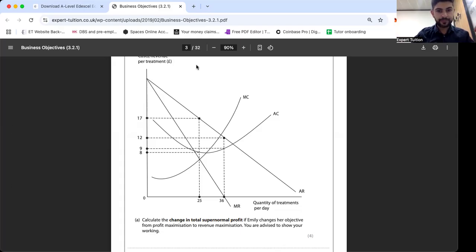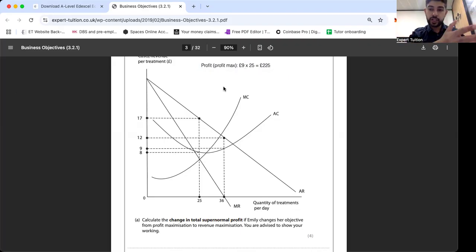So profit at profit max is going to be £9 multiplied by 25, which, I hope my maths is not embarrassingly bad, is £225. So initially, Emily is making £225 of supernormal profit.